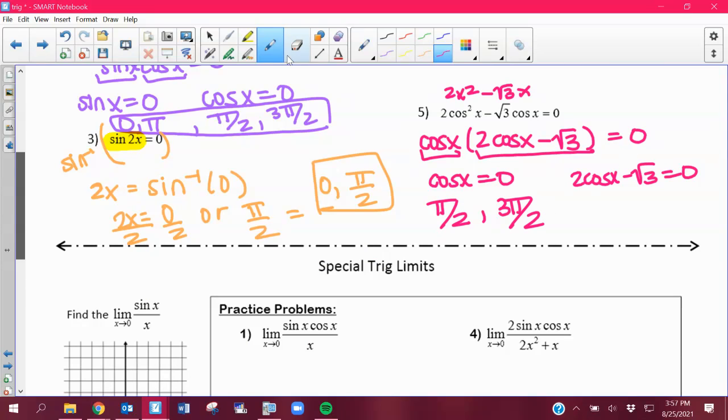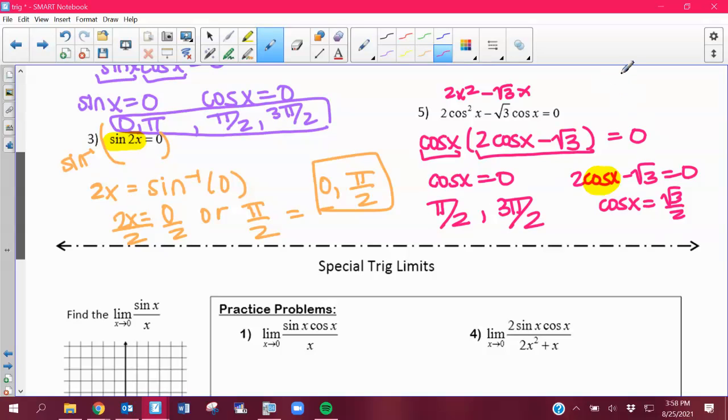And then this guy, I still need to isolate the cosine, unfortunately. So I'm going to go ahead and add root 3 and divide by 2. So I'm looking for the angle that gives me a cosine value of root 3 over 2. If you're using your unit circle, please be careful. There should be 2 places where this value happens, 2 places where x is equal to root 3 over 2.